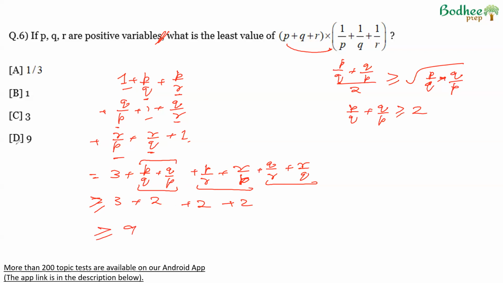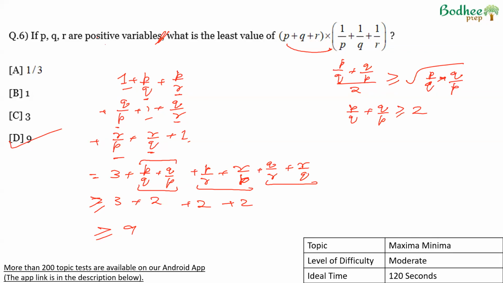What is the least value? Least value will be when it is equal, and the least value will be 9 becomes my answer. I'd say maybe a moderate question because 3 variables are there. Some amount of arrangement needs to be done, but not more than 2 minutes to solve in any case.